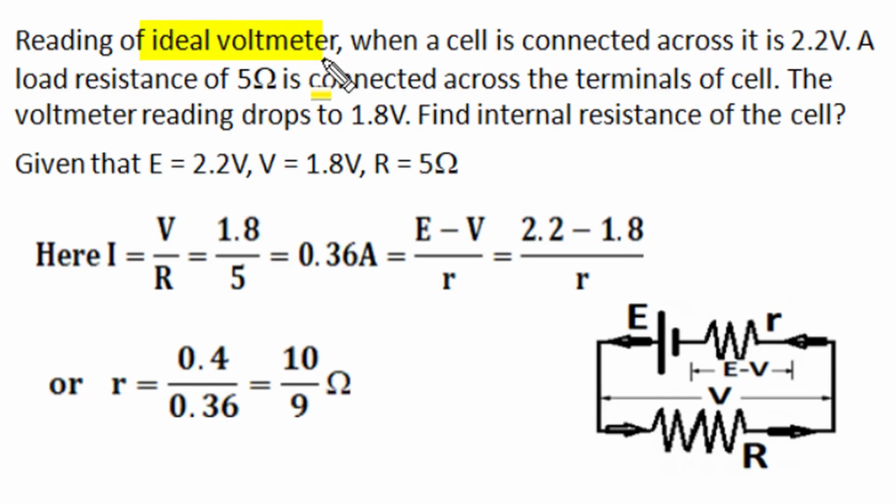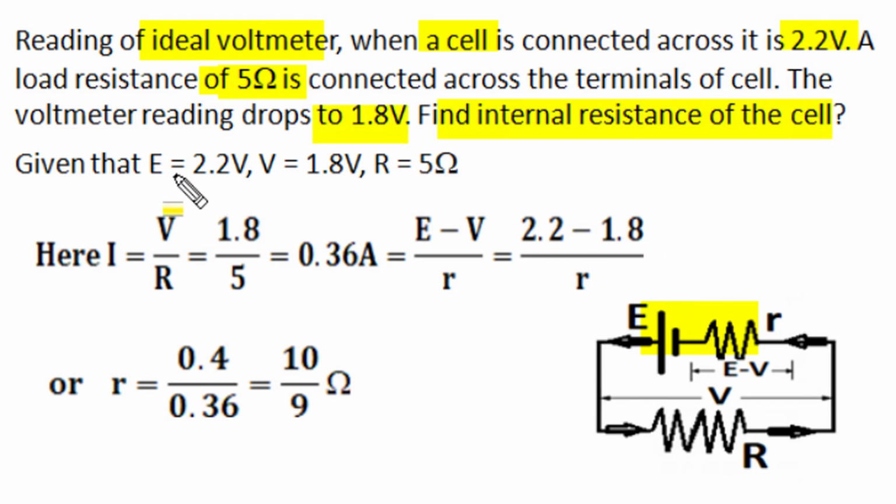When an ideal voltmeter is connected across the cell, this voltmeter of infinite resistance will measure the cell voltage without drawing any current, and it is 2.2 volt, and this open circuit voltage is the source EMF. When a load resistance of 5 ohm is connected across this cell terminal, the voltmeter reading drops to 1.8 volt. We have to find out the internal resistance of the cell.